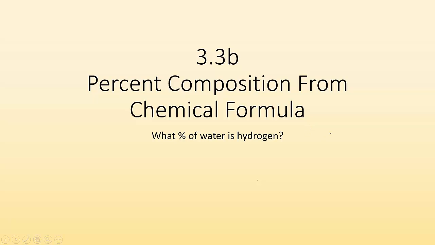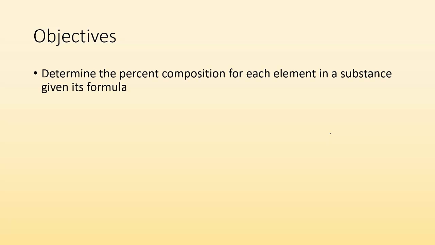Mr. Donahue here again, this time taking a look at percent composition from chemical formula. Basically, what percent of water is hydrogen, and questions like that. So our objectives will be to determine the percent composition for each element in a substance given its formula. And this percent composition is always going to be by mass. We're concerned with the mass of each thing.